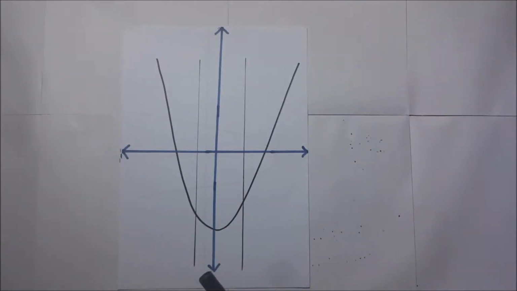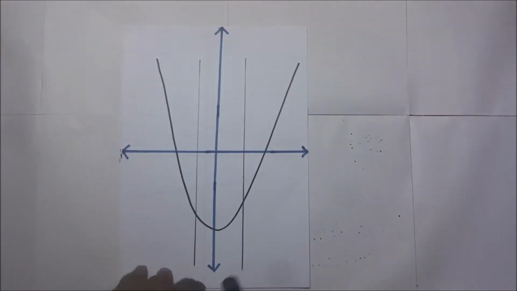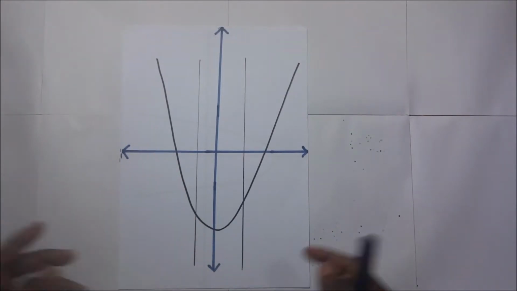So what does that mean? It means that this quadratic graph is a function, because using the vertical line test, it is crossing this thing exactly once. Let's look at another graph.